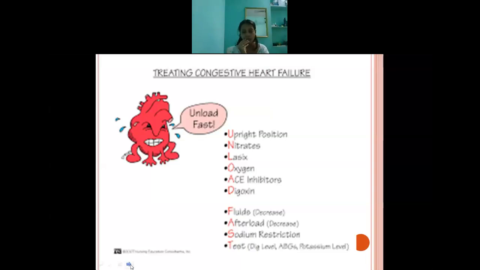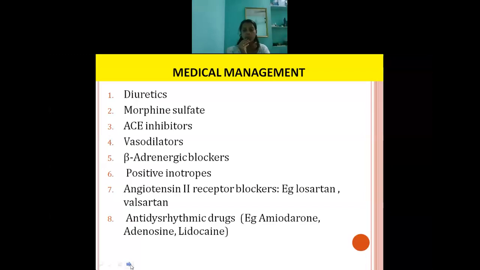Next, now moving on to the medical management. Now the pharmacological drugs that are given to treat heart failure are very important. The first major drug that you should remember when I say heart failure is digitalis or digoxin, which is actually a cardiac glycoside. And you should also remember the first drug is diuretics. Now we will discuss each one of these drugs in detail: diuretics, morphine sulfate, ACE inhibitors, vasodilators, beta adrenergic blockers, positive inotropes, angiotensin 2 receptor blockers, and antiarrhythmic drugs.